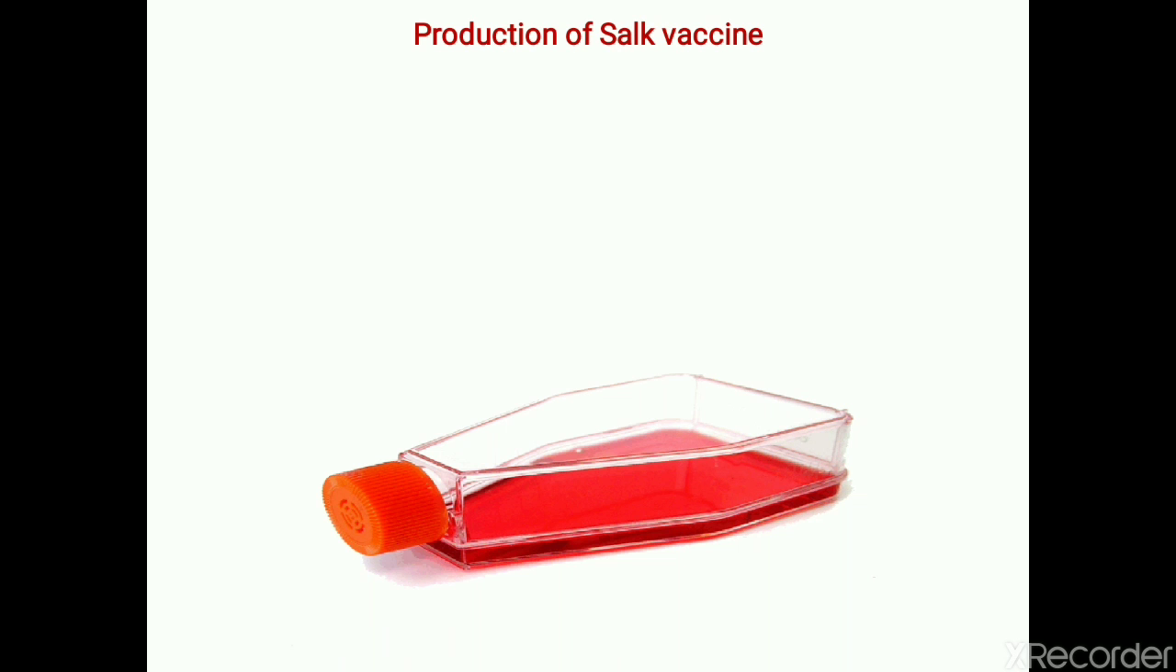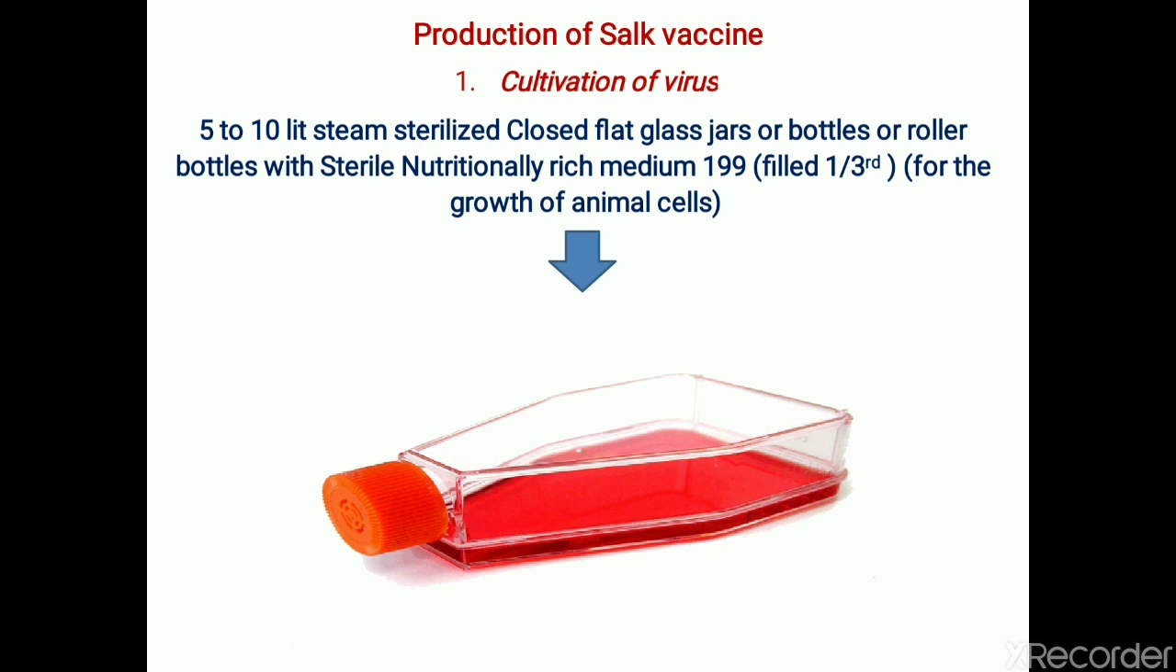Production of Salk vaccine, that is production of killed polio vaccine. The first step is the growth of viruses, that is cultivation of viruses in the medium. For this, 5 to 10 liters of steam sterilized closed bottles as shown in the figure, or glass jars or roller bottles, containing sterile nutrient medium called medium 199 are used. It is for the growth of animal cells. For this, monkey kidney tissues are used as a source of tissue culture.